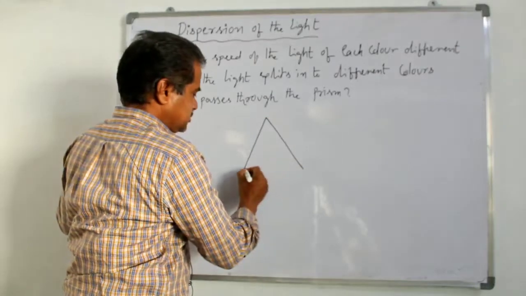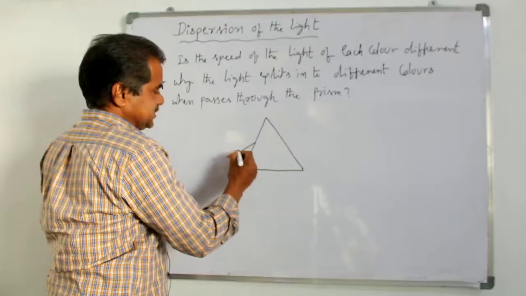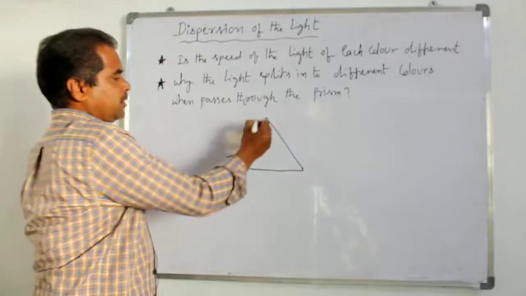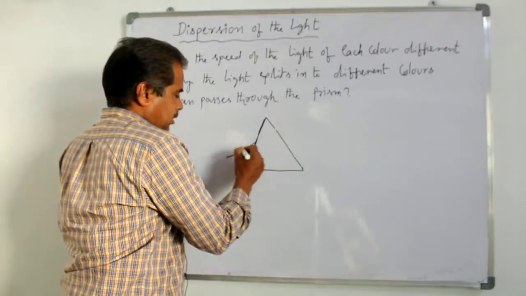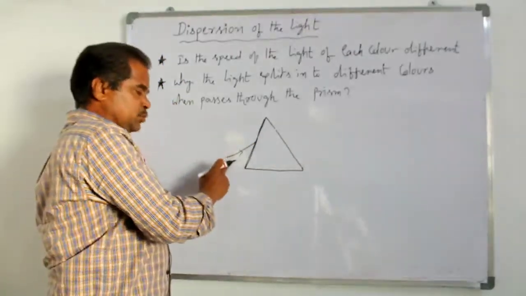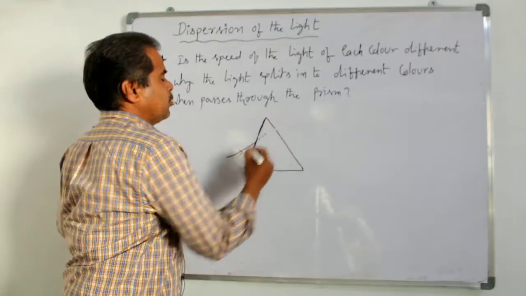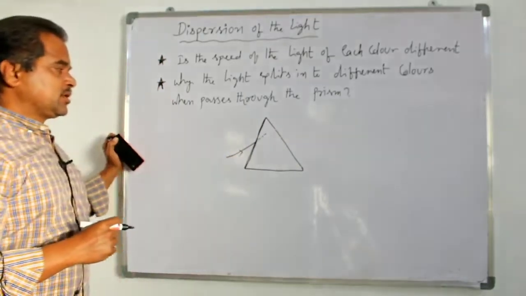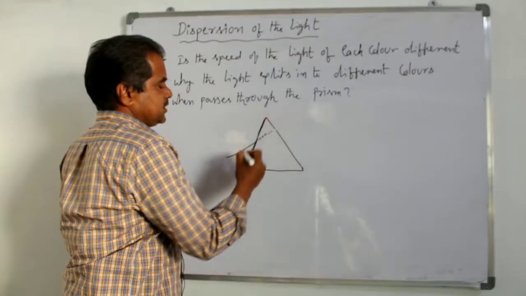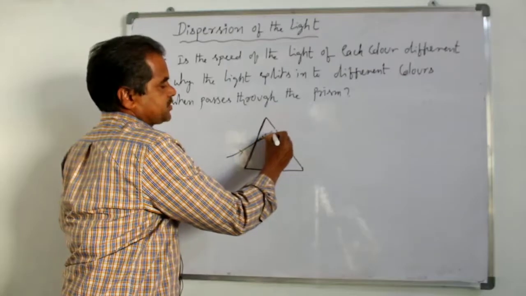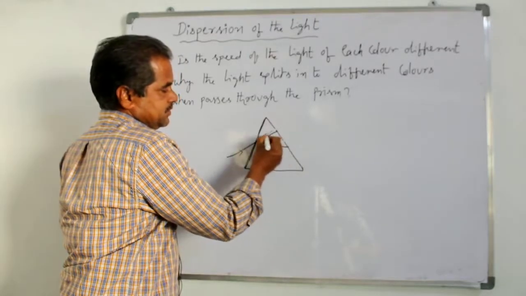For example, assume that this triangle is a prism. Any light ray incident on one lateral surface of the prism, according to the principle of refraction, when a light ray moves from rarer to denser medium, the corresponding refracted ray moves nearer to the normal. So the original direction of this ray is like this. It gets a refraction and is split into seven colors.